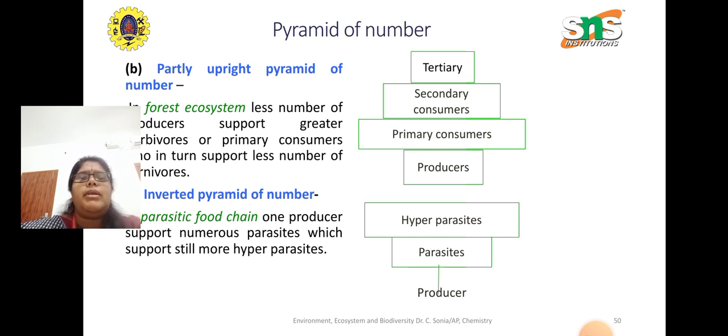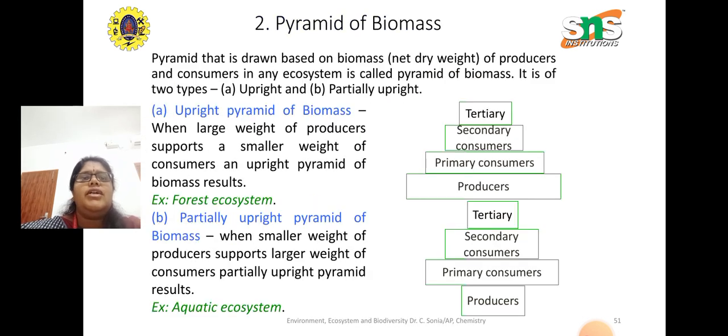Then the inverted pyramid of number is found in the parasitic food chain. One producer supports numerous parasites, which support still more hyperparasites. So you have the producer, parasites, and hyperparasites. This is an inverted pyramid because you have the producer in very small number, and on the top you have the hyperparasites in the largest number. So it is an inverted pyramid.